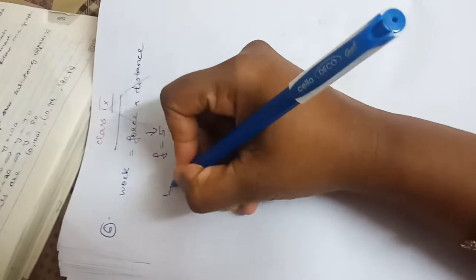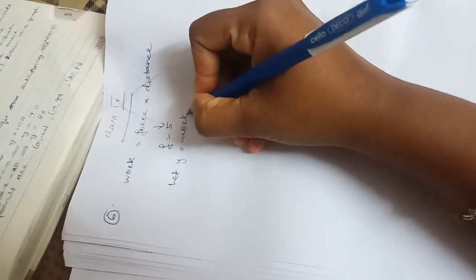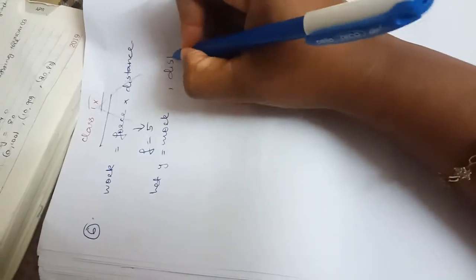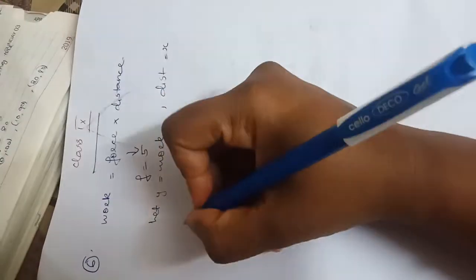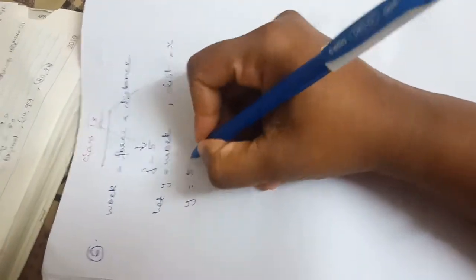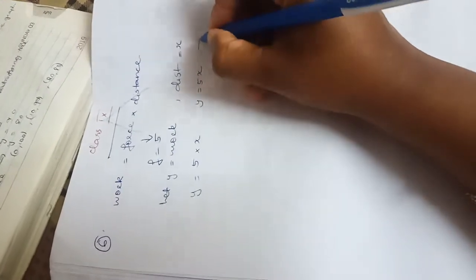Okay. So I am letting y be equal to work. I am making this one variable, and distance I am taking it as x. So we can make the equation y is equal to force. What is force? 5. 5 into x. So we will get y is equal to 5x. This is the linear equation. Okay. So what are the two conditions given? 2 unit and 0 unit.